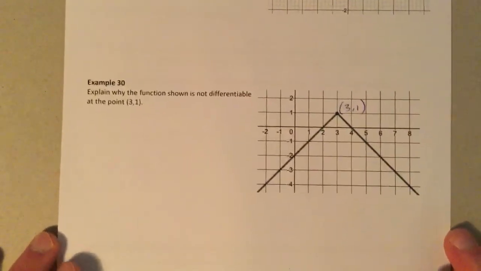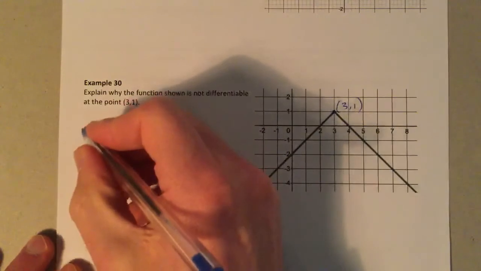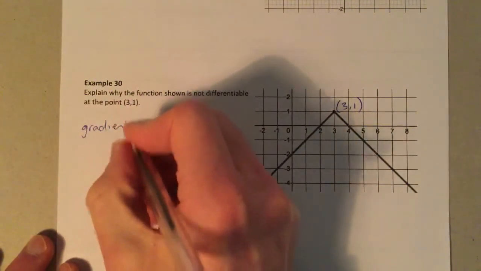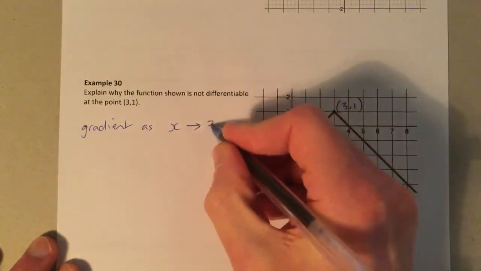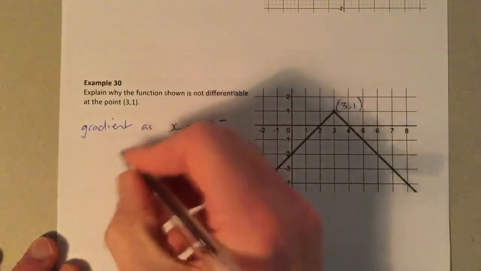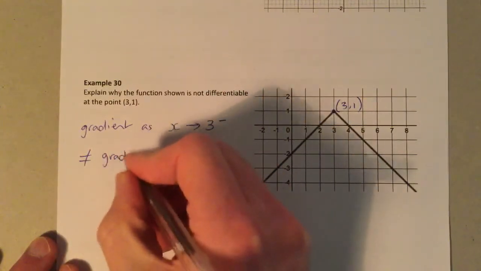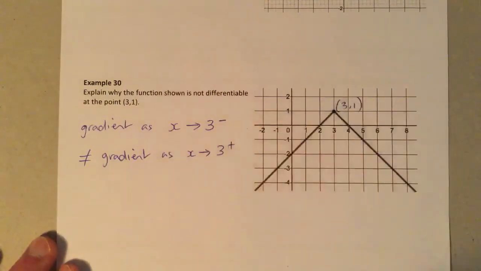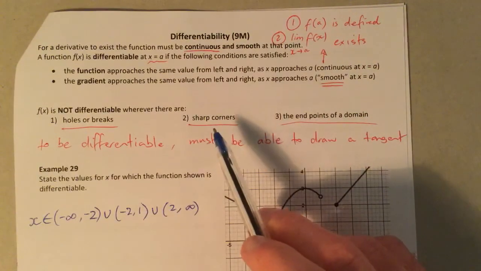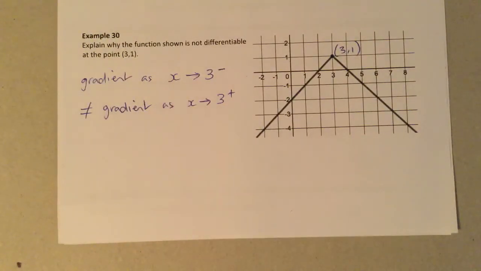How can we write that or say that using words or notation? Well, what we're trying to say is that the gradient as x approaches 3 from the negative direction does not equal the gradient as x approaches 3 from the positive direction. Okay, the informal way was that sharp corner thing, right? We said it's not differentiable where you have a sharp corner. We've just said that in slightly more technical language there.